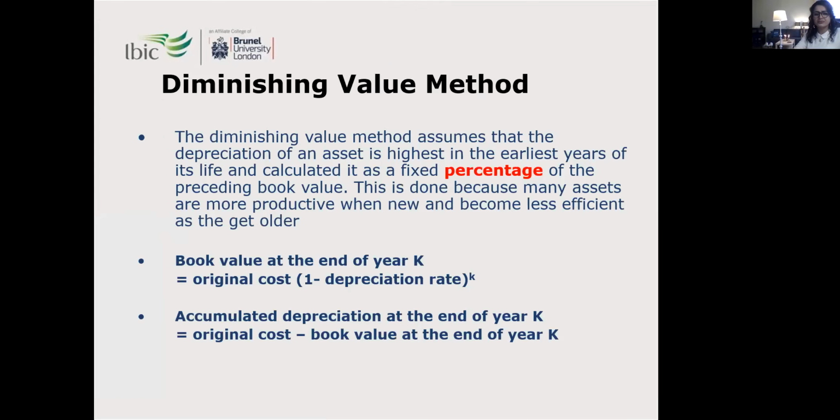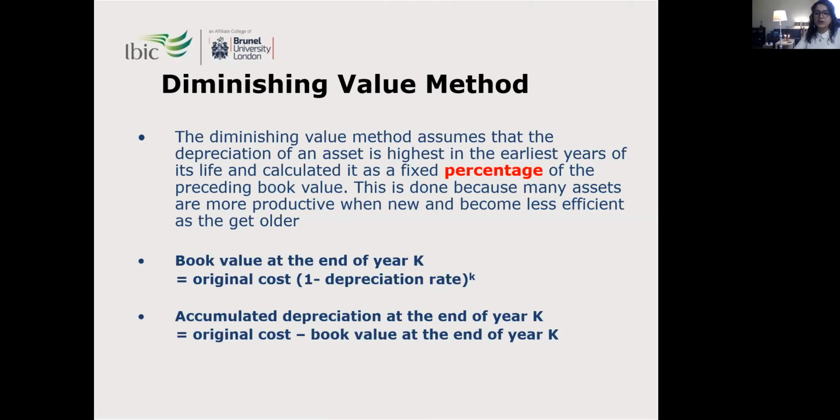The second methodology is the diminishing value methodology. This methodology, which I'm going to illustrate to you, tells you how to calculate depreciation expense and accumulated depreciation using a double declining balance method, or here we don't have double, we just have the diminishing value method. For calculating depreciation, we can use this formula.